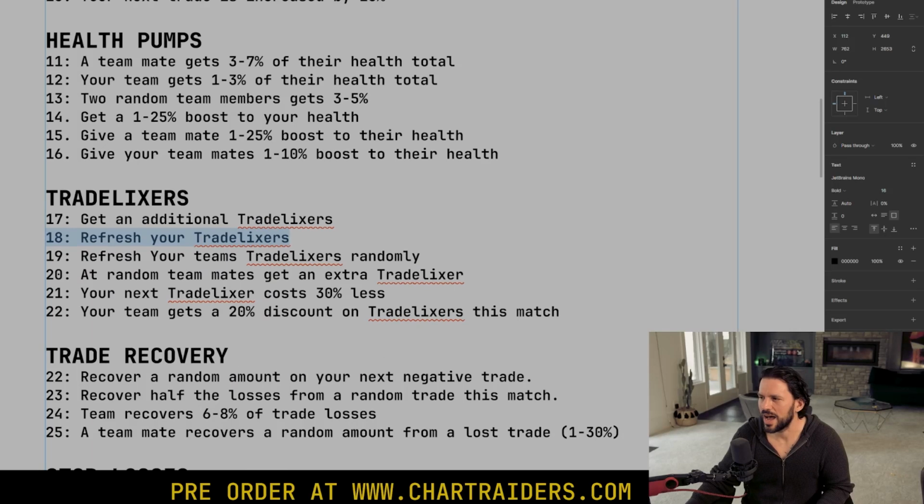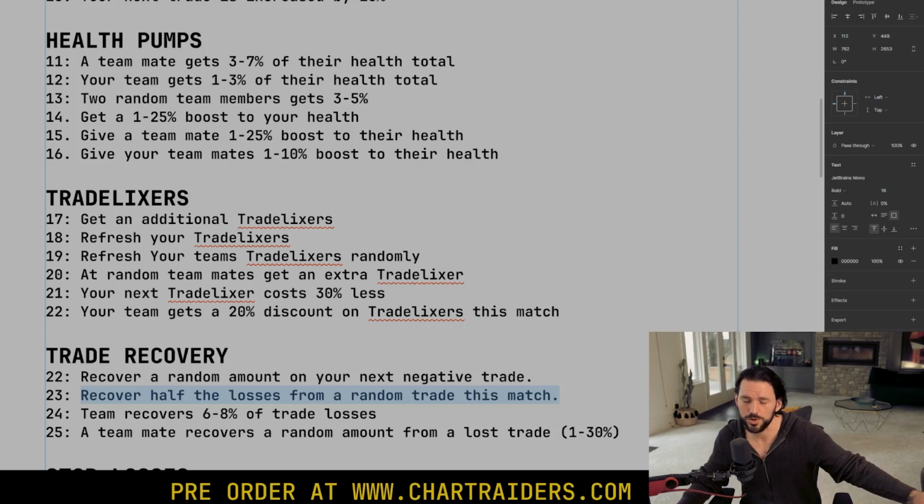And next is team recovery. Recover a random amount on your next negative trade. So if you went negative 50% on a trade, you might recover the whole thing, or you might only recover 1%, right? You recover a random amount on one trade, recover half of the losses from a random trade this match. So this is almost like a potion where it happens instantly and you get to recover half of the losses from a random trade.